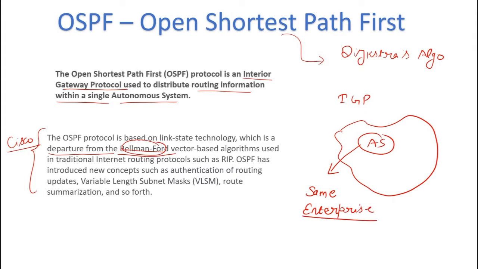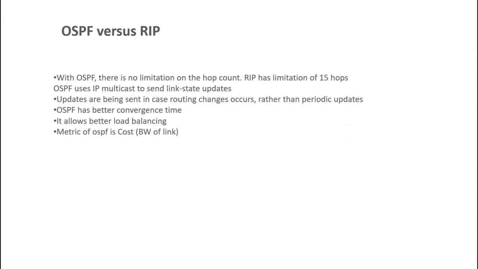So let's learn more about OSPF and how it has moved forward from RIP. Because obviously, if we are learning a new protocol, we should find out the shortcomings in the previous one. Only then do we understand why we are using it. The first thing is the limitation of hops in RIP, 15 hops. There is no limitation in OSPF. You can use an unlimited number of hops. That's one problem we overcome with OSPF.